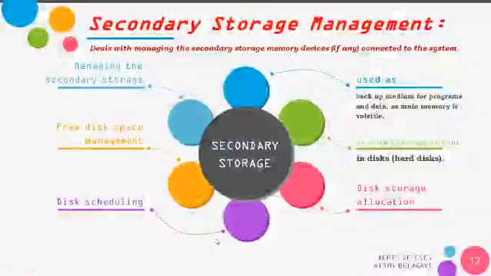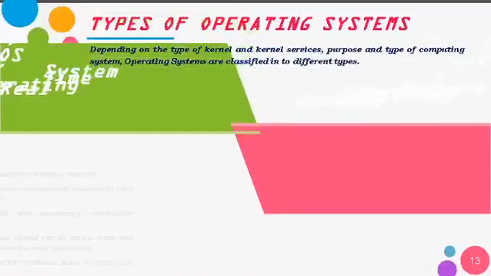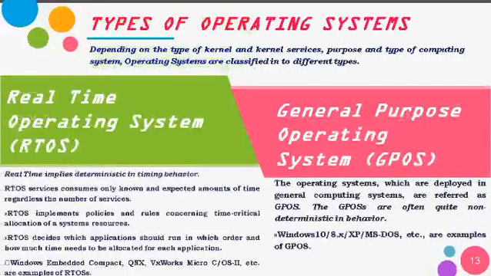Now going to the next part, that is the types of operating systems. Depending on the type of kernel and kernel services, and the purpose and type of computing system, operating systems can be classified into two different types: one is the real-time operating system and the other is the general purpose operating system.